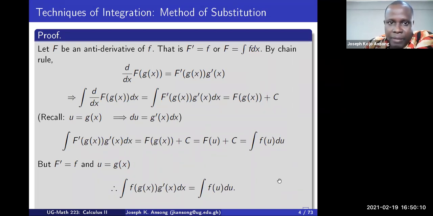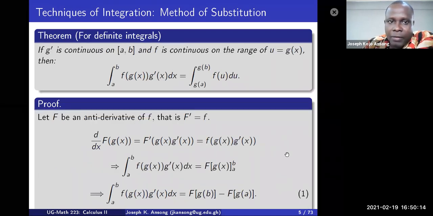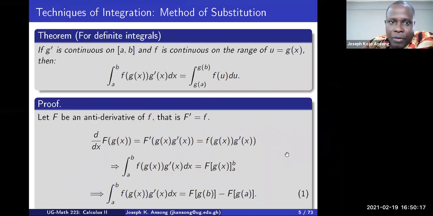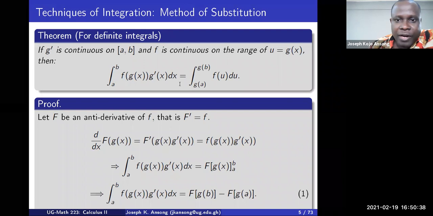Okay, let's quickly look at another theorem. Now, the one we just proved is for indefinite integrals. So we want to look at another version of the same theorem, but for definite integrals. So in this case, if g prime is continuous on [a, b] and f is continuous on the range of u, then the integral from a to b of this expression here is equal to the integral from g of a to g of b of f of u du.